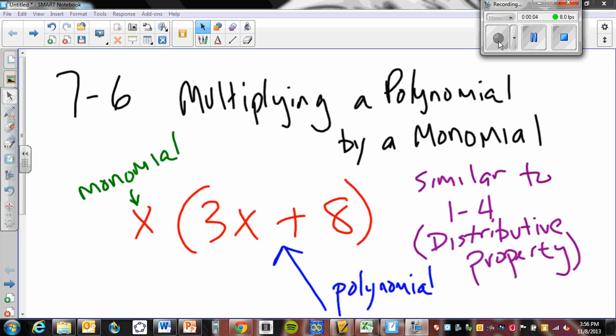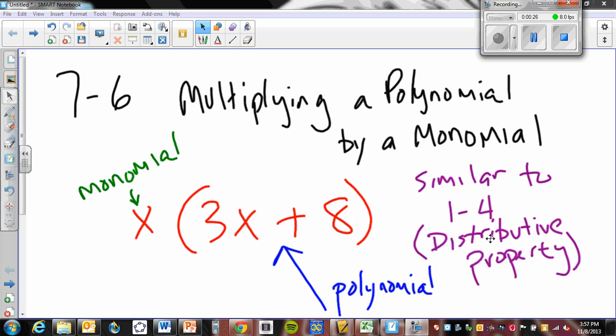This is Mr. Stumbaugh with Chapter 7, Lesson 6, Multiplying a Polynomial by a Monomial. And I have a quick little example here. You will have a monomial outside of the parentheses, and inside of the parentheses, you'll have a polynomial, which is two or more monomials added or subtracted together.